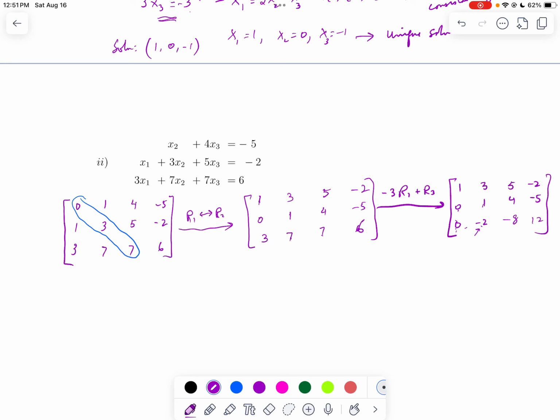Or I could multiply the third row by -1/2. Okay, let's first do the replacement. So I'm going to multiply the second row by 2 and add it in the third row. The first row remains the same. The second row remains the same. The third row is going to change, but this entry will not change because we are just adding 0 into 0, 0 plus 0, which is 0.